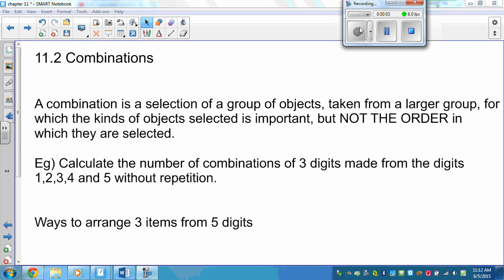Section 11.2, Combinations. A combination is a selection of a group of objects taken from a larger group for which the kinds of objects selected is important, but the order is not important. So order doesn't matter, signifies combinations. How many ways could the combination of 3 digits be made from the digits 1, 2, 3, 4, and 5 without repetition? So, how many ways could we arrange these?